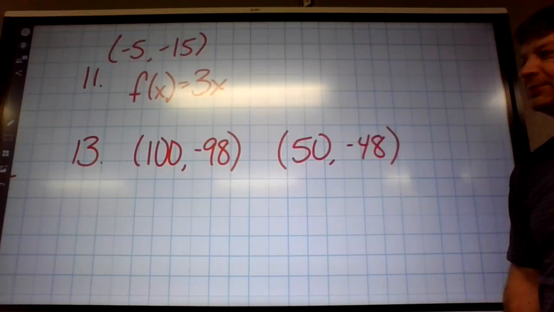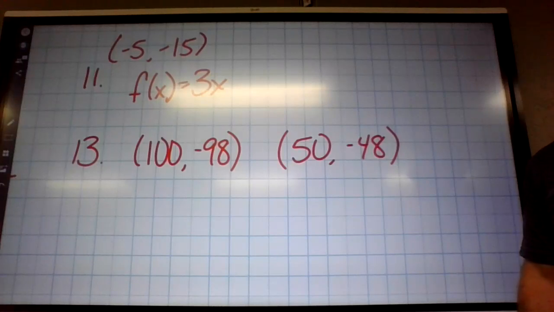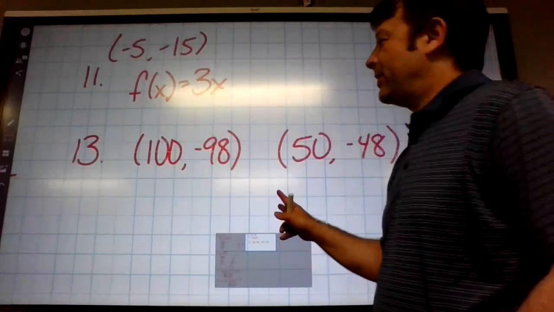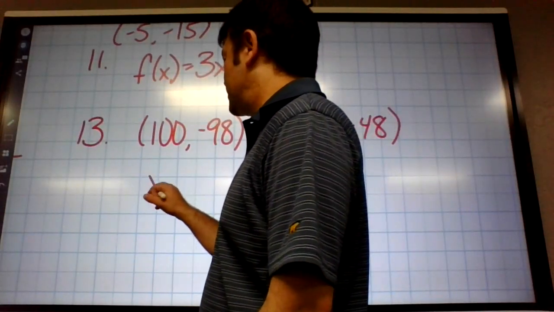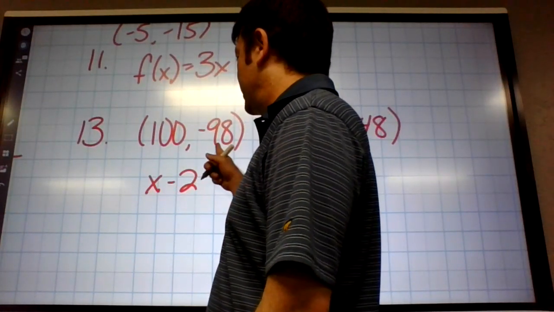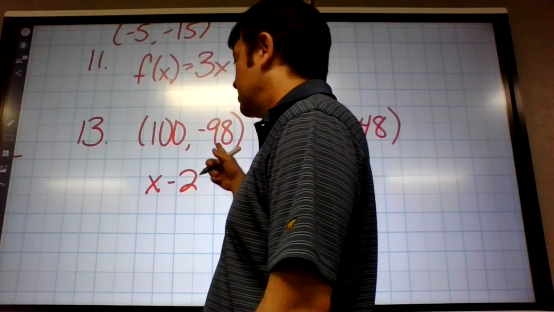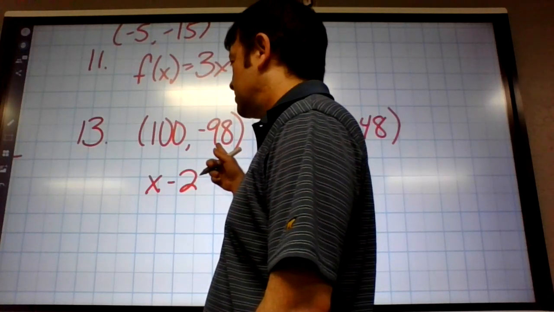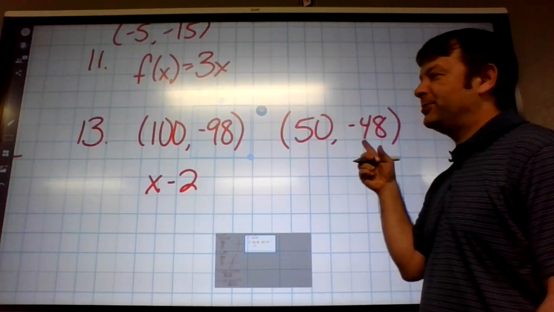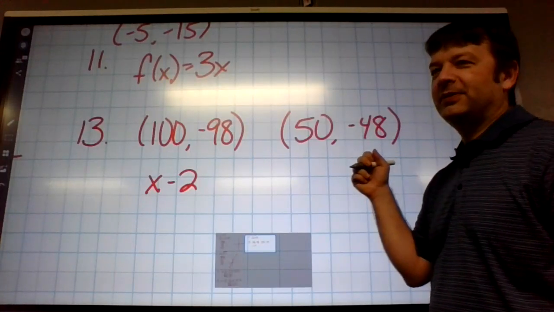Times negative 2. Oh wait, no, I was just kidding, Mr. Jordan. Let's do it. Okay, let's play around with it. So what did you guys say? Minus 2. So that would get it to 98, but how do I get it to negative 98? Minus 102. Minus 102 wouldn't work.